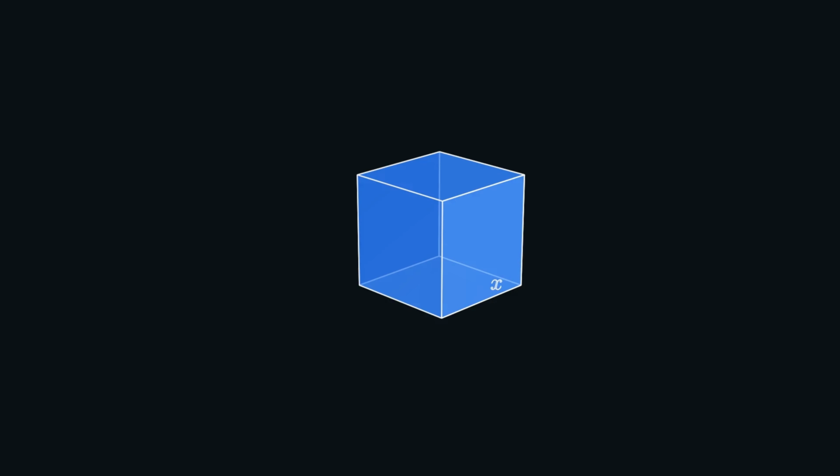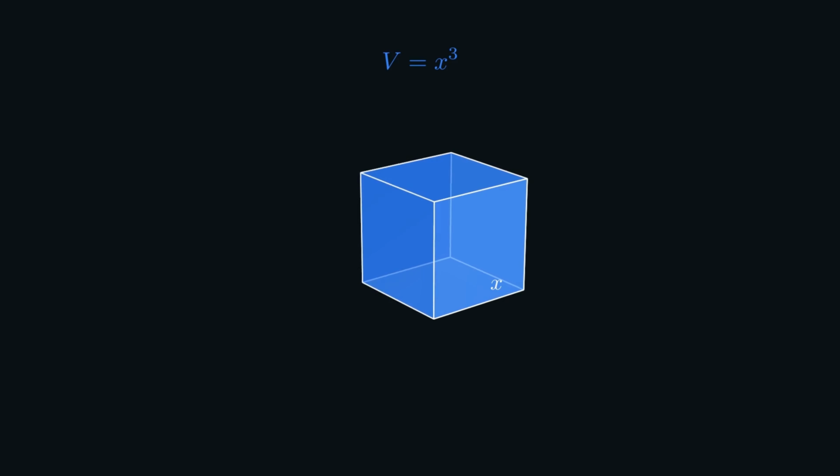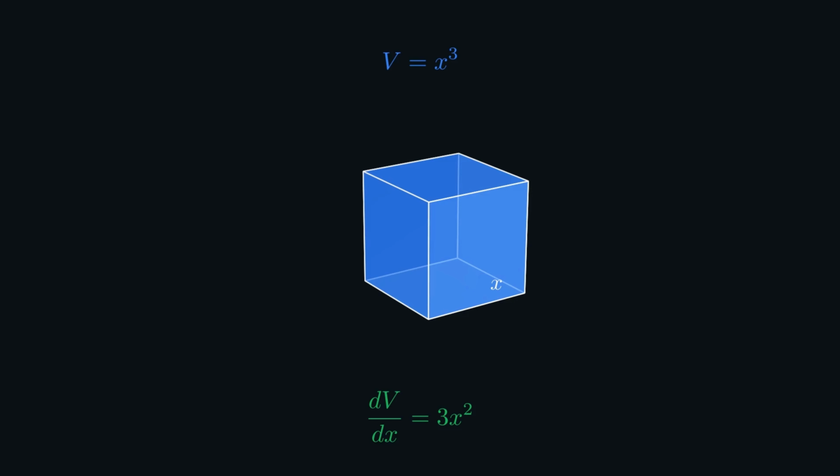What does this all mean practically? If you have a cube with side length x, the volume is v equals x cubed. The derivative dv/dx equals 3x squared tells you how fast the volume changes when you change the side length. 3x squared is exactly 3 times the area of one face, which is x squared. This is because a cube has 3 dimensions that all increase.